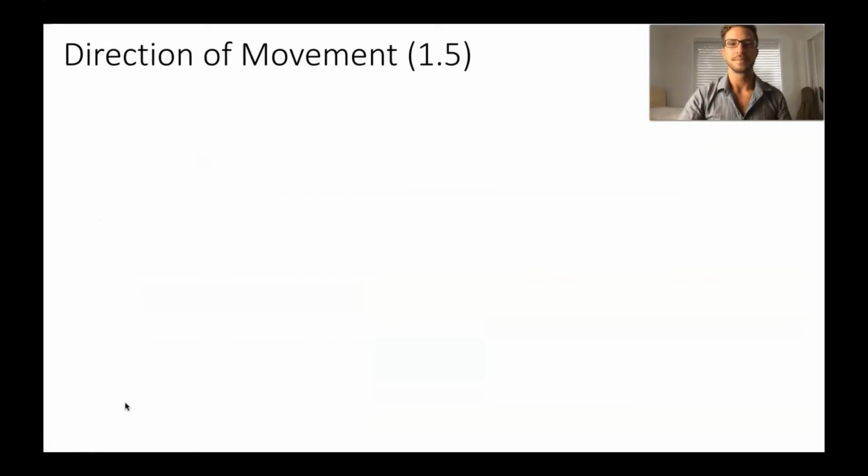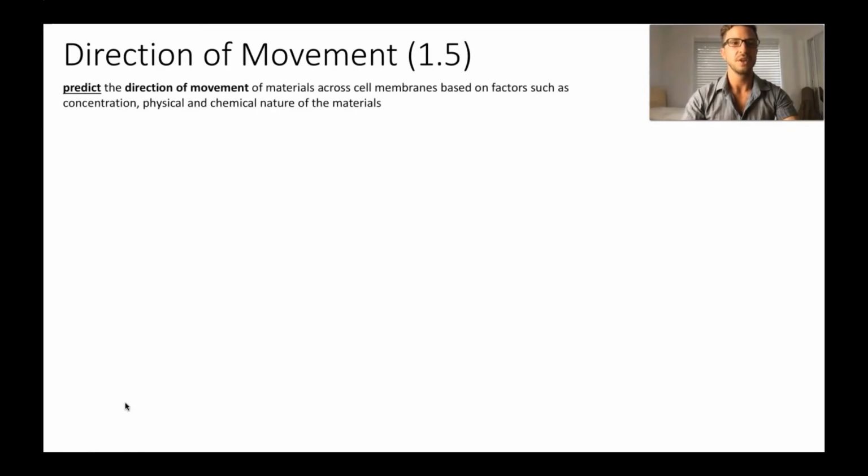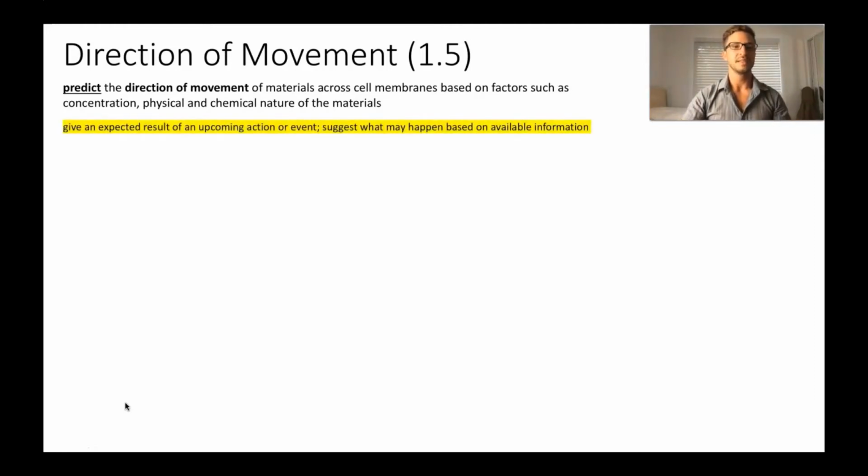But moving on to 1.5, where we talk about direction of movement. And so the learning goal says to predict the direction of movement of materials across cell membranes based on factors such as concentration, physical and chemical nature of the materials. So to predict means to give an expected result of something, to suggest what may happen based on available information, and we will do more on this in class, but here's a snapshot of how these kind of factors play into the direction of movement. And we've actually spoken about a few of these already.